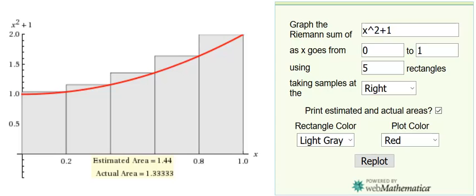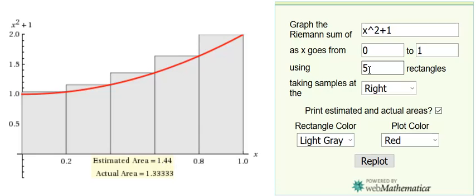Okay, our last video ended with us calculating the right sum for this function, f of x equals x squared plus 1. And we were using 5 rectangles. We found our approximation for the area under this curve using these 5 rectangles was 1.44. So here's a picture from a Riemann sum calculator from Wolfram. Now, here they give you the actual area to be 1.3 bar. And the area that we got, the approximation, was 1.44.